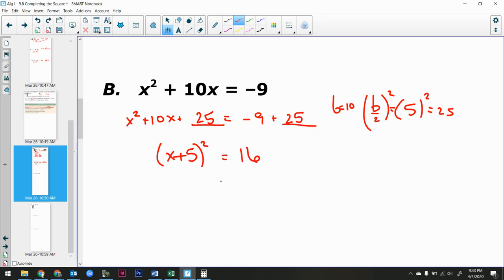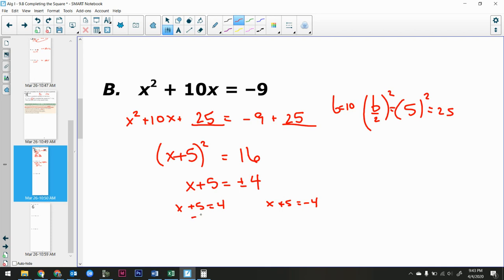Negative 9 plus 25 is 16. I square root the opposite side. I get x plus 5 is equal to plus or minus square root of 16, which is 4. At this point, I break it up into my two little equations. X plus 5 is equal to positive 4. X plus 5 is equal to negative 4.